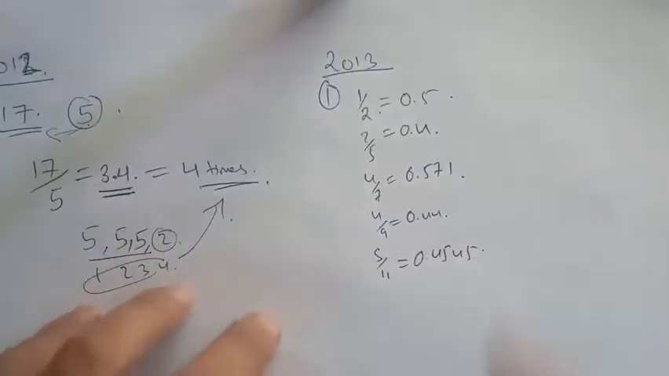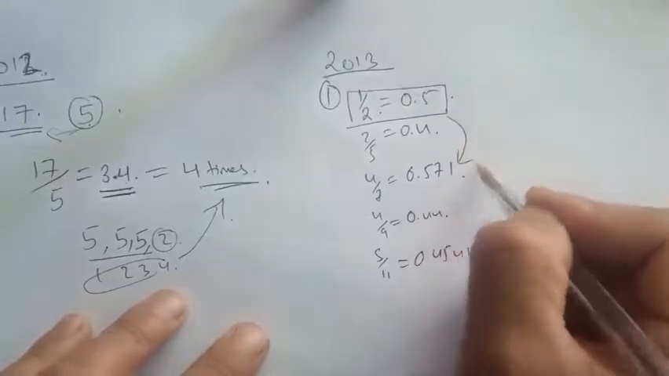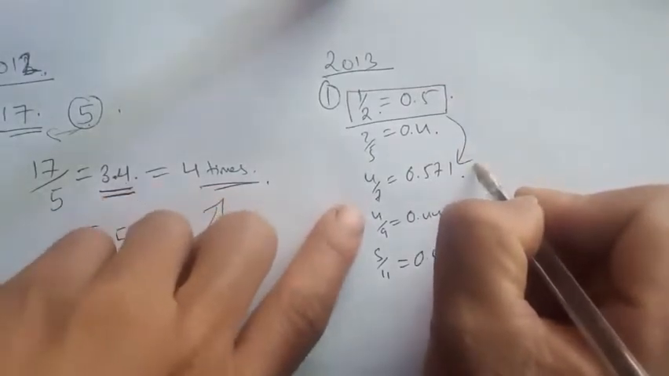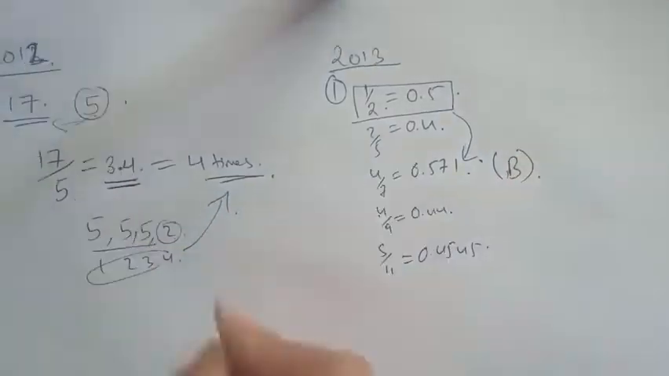0.4545. Only 0.571 is greater than 0.5, so 4 by 7 is the correct option, which is option B, for 2013.